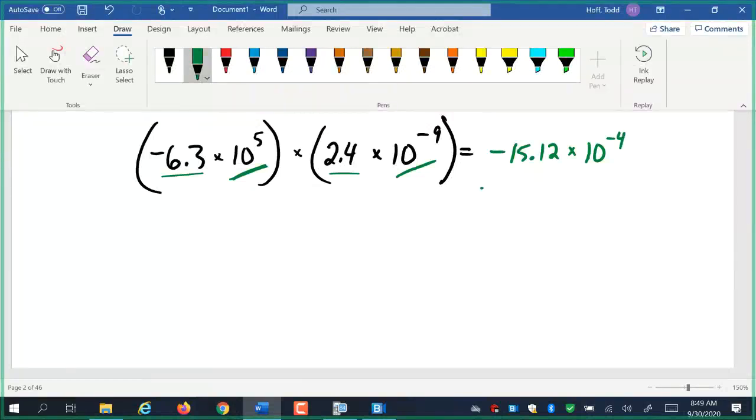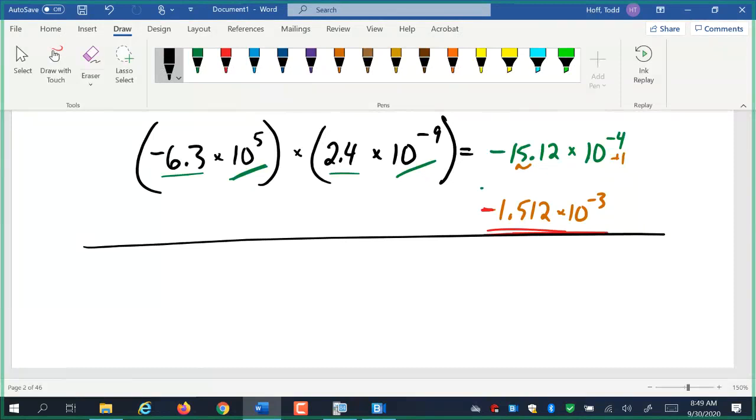4. Now we still have to move this decimal point one spot. That's going to become a negative 1.512. So again, this number went from 15 down to 1.5. It got smaller, so my power of 10 gets larger. Negative 4 plus 1 is negative 3. So note that this negative up front here does not change the power of 10 at all. It doesn't change how we move our decimal point at all.